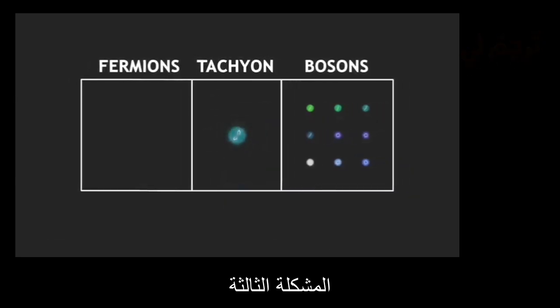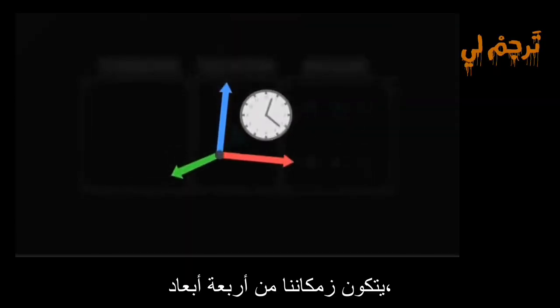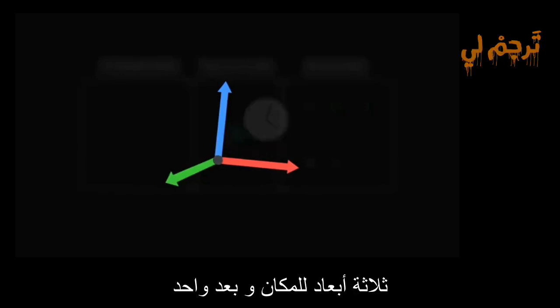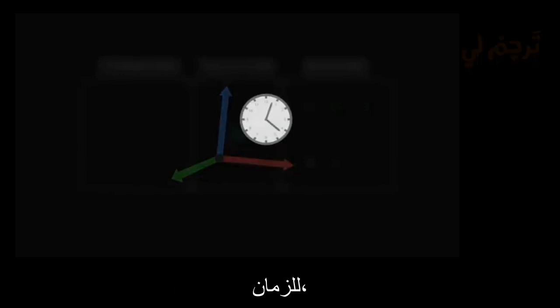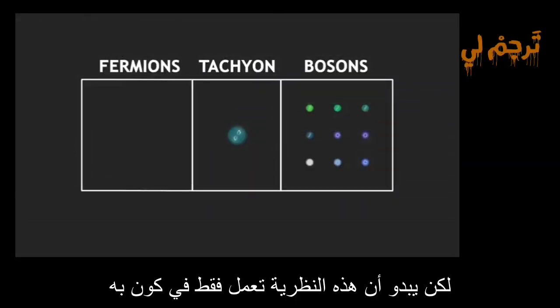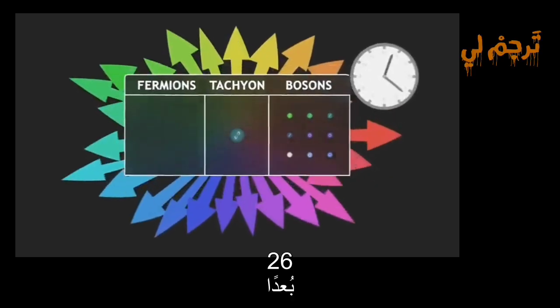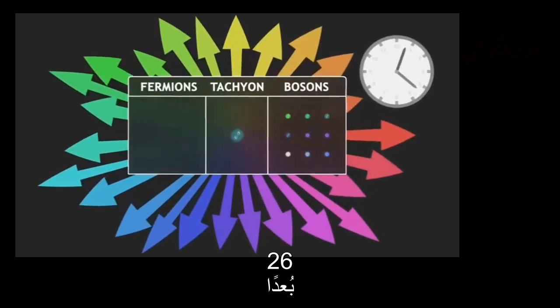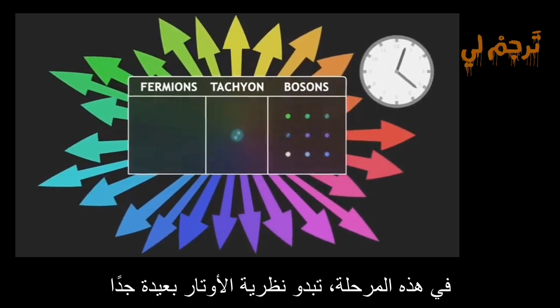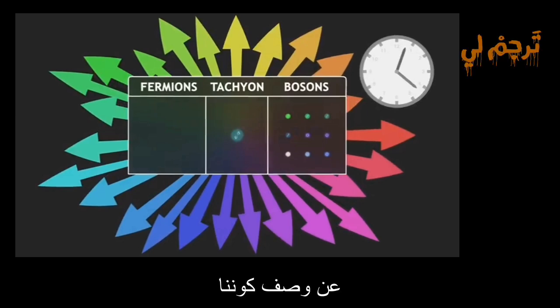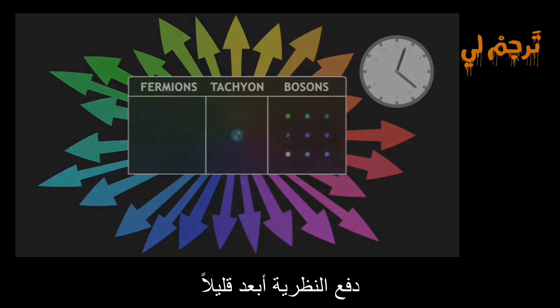Finally, the third problem. Our space-time has 4 dimensions, 3 dimensions of space and 1 of time. But this theory only seems to work in a universe with 26 dimensions. At this stage, string theory seems very far from describing our universe. To solve these problems, we'll have to push the theory a little further.